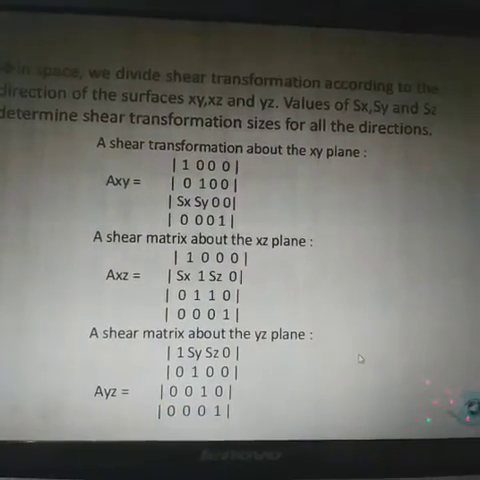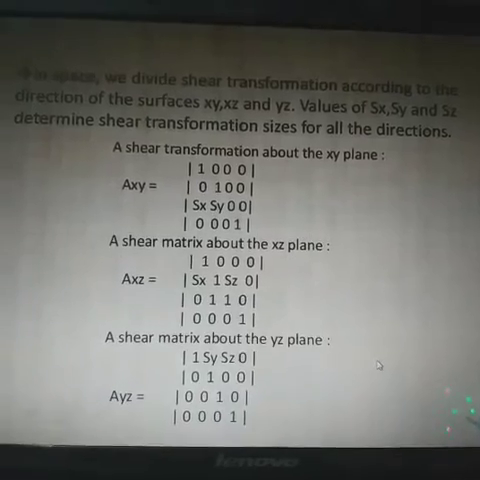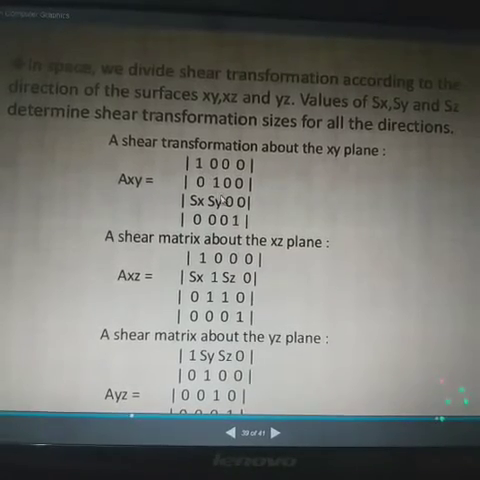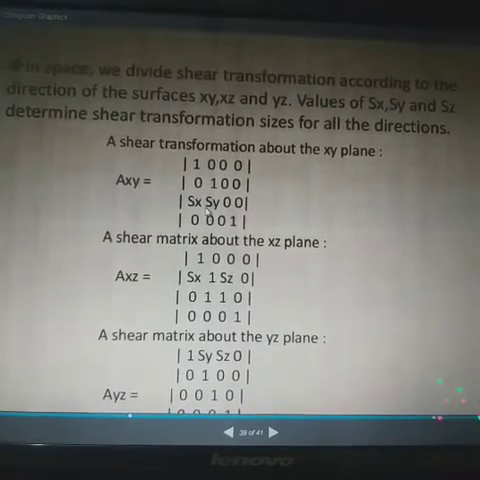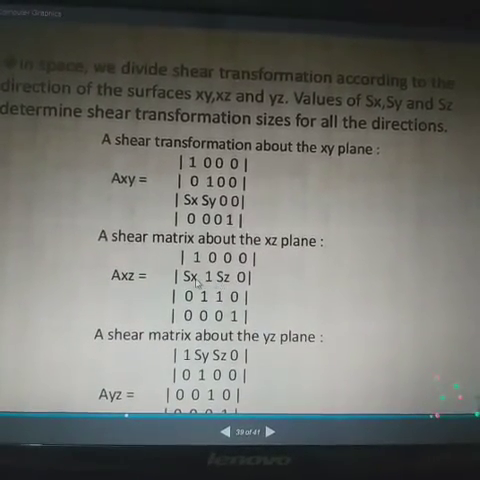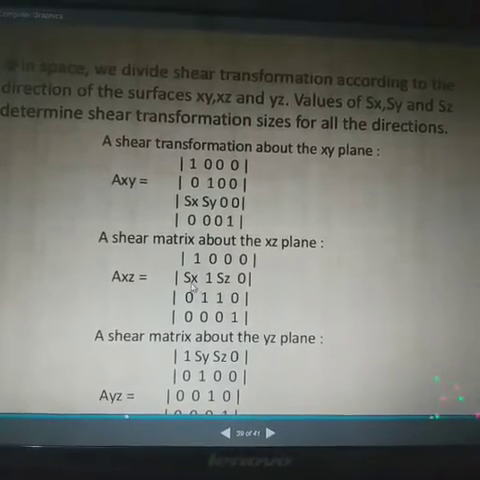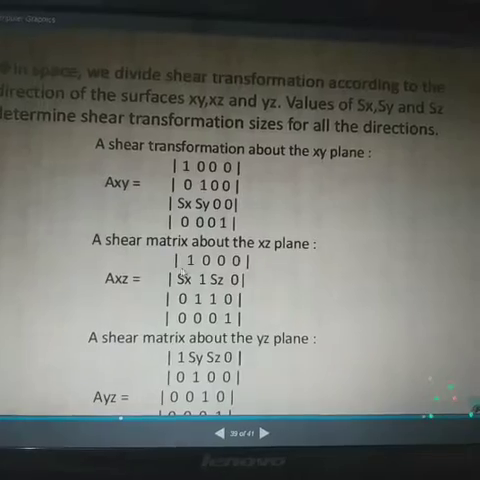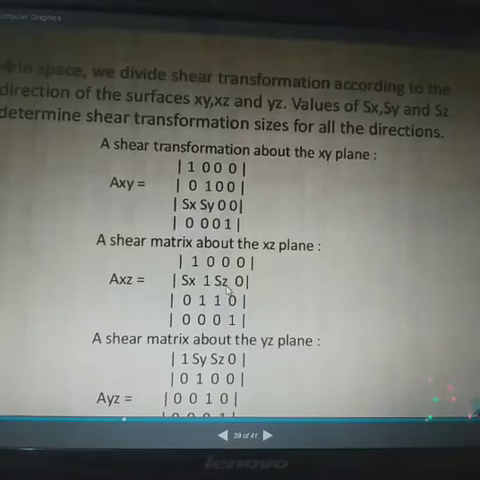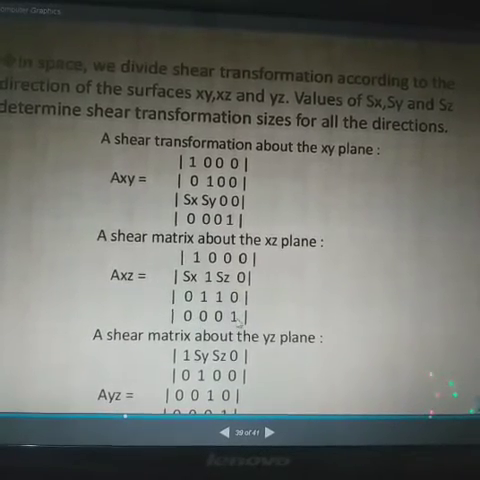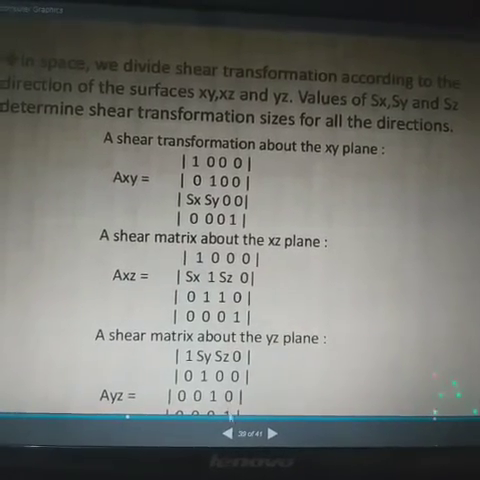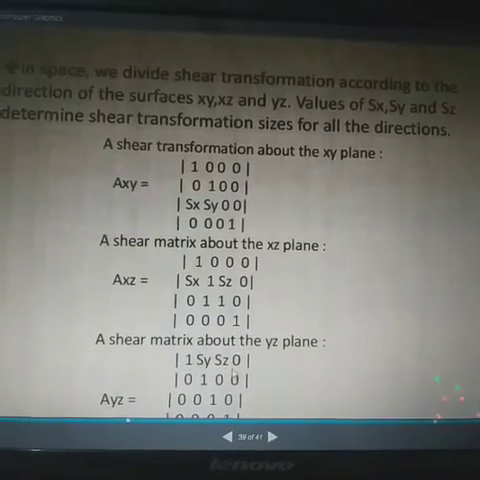So in that space, the shearing transformation about the xy plane is represented by 1 0 0, in the diagonal 1 1. On the z row it becomes 0 and sx, sy. If we are talking about the xz plane, then it is represented like this: 1 0 0 0, zx, sx, 1, z, sz, 0 0 1 1, 0 0 0 0 1. On the yz plane it is represented like this: the diagonal are all 1, and in the first row sy and sz are included.